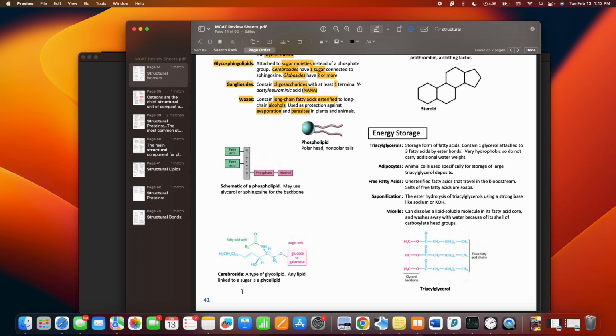Any lipid linked to a sugar is a glycolipid. So any lipid that is linked to a sugar is a glycolipid. And this is the sugar unit, glucose, and then the fatty acid unit.